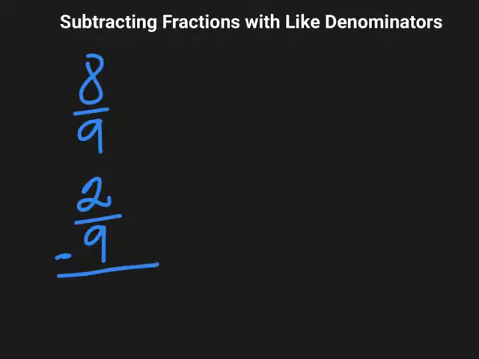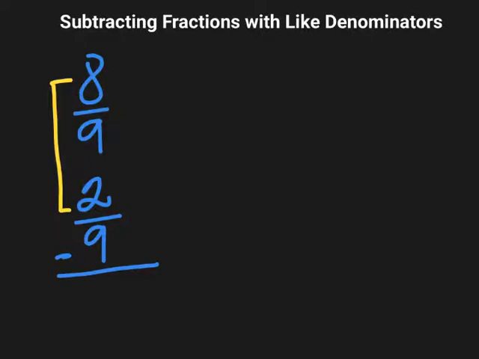Now, if your fraction that's smaller is given to you first and the fraction that is larger is given to you second, please arrange it so that your larger fraction, in this case, is going to be 8/9, and your smaller fraction, which is 2/9, is going to be at the bottom. What we're going to do now, we're going to subtract only, and in this case, because they have the same denominator of 9, we're going to subtract only the numerators. So in this case, 8 and 2 are the only things that we're going to subtract.